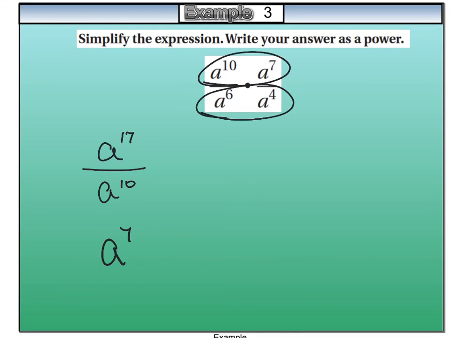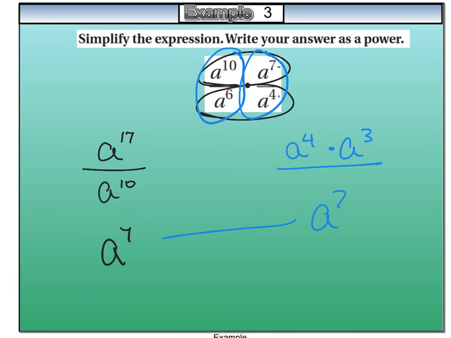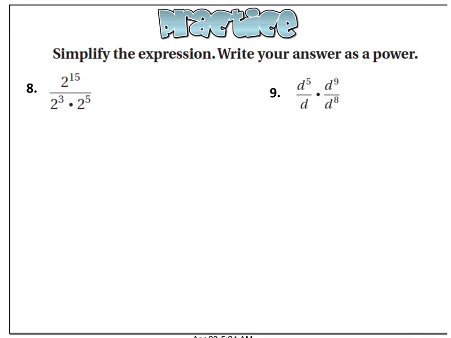Let's do it again the other way. This time let's divide first. A to the 10th divided by a to the 6th gives me a to the 4th. A to the 7th divided by a to the 4th gives me a to the 3rd. Now, if I put them together, I get a to the 7th. Same answer. I don't care which way you do it. Pause the video and try these 2.